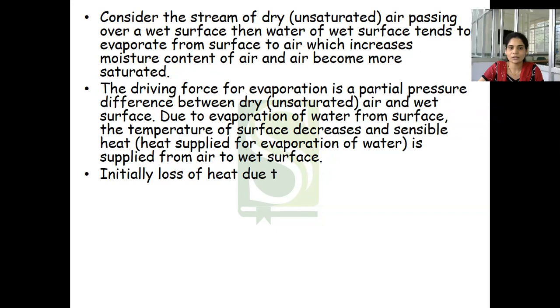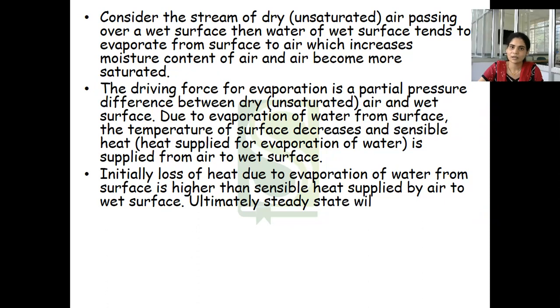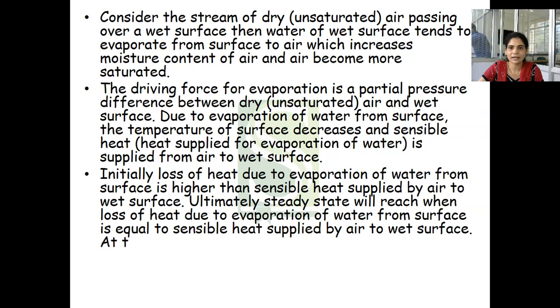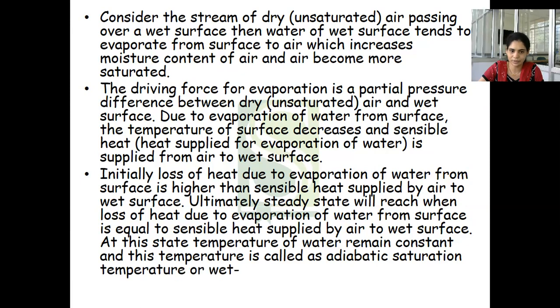Initially, the loss of heat due to evaporation of water from the surface is higher than the sensible heat supplied by the air to the wet surface. Ultimately, a steady state is reached when the loss of heat due to evaporation of water from the surface is equal to the sensible heat supplied by air to the wet surface. At this state, the temperature of water remains constant, and this temperature is called the adiabatic saturation temperature or wet bulb temperature. Now let us see how this experiment is performed.